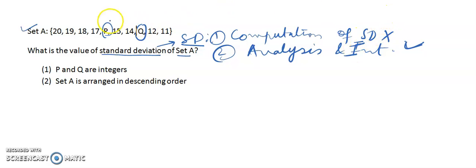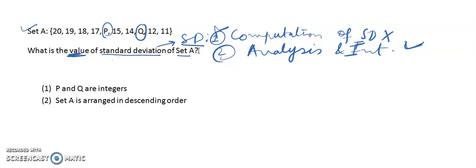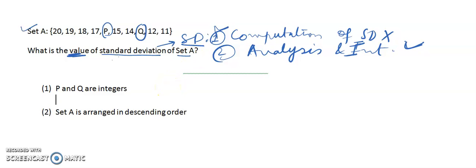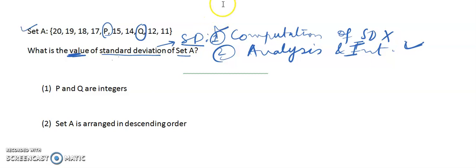But when you read this question, you find that you are asked the value of SD. That means it asks for the computation. How is it possible? Well, hold on. This is a DS question, a data sufficiency question. In data sufficiency, we need not necessarily compute the value. We have to make sure whether the data are sufficient to find out the value or not.